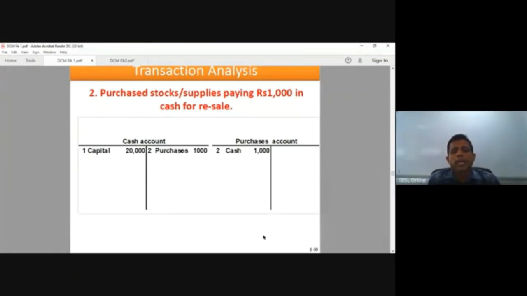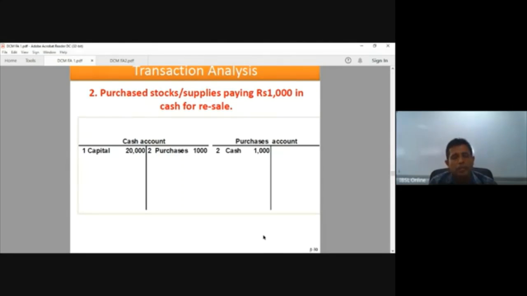Paying 1,000 in cash for resales. We have purchased some stocks or supplies by paying cash. The answer is there, but don't look at the answer.